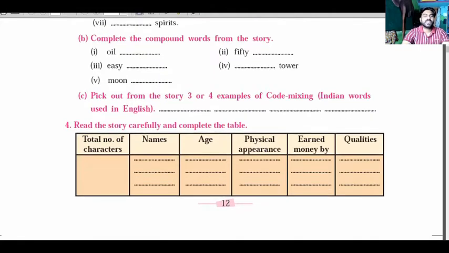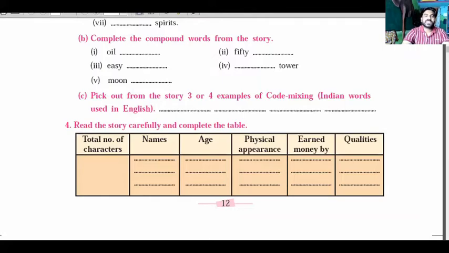Then C activity. Look, put out from the story 3 or 4 examples of code mixing, Indian words used in English. Now we have to write words which came from Indian words in this story. This story is by an Indian author, so definitely some words are there. And what are the words? The first word is Maidan. This is an Indian word, and we can say it is a code mixing word.